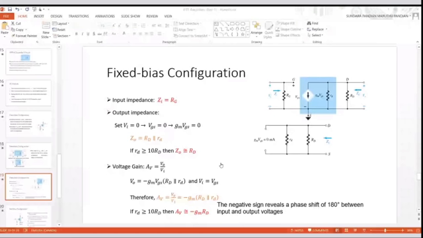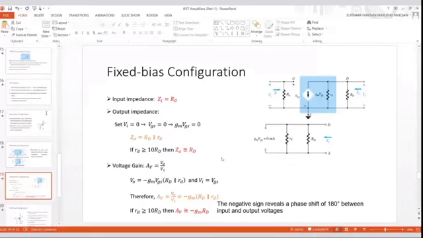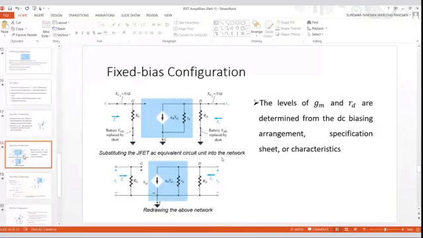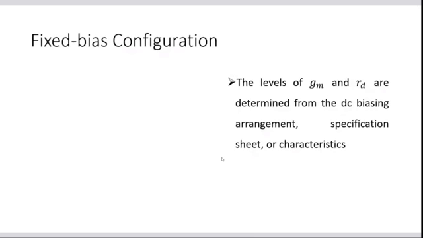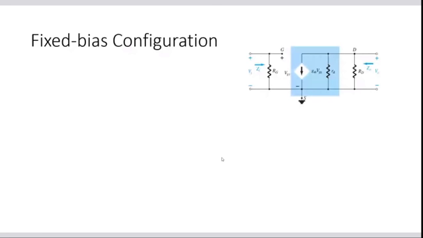Okay. I will move on to the class. Now we are going to derive the input impedance, output impedance, and the voltage gain. Okay, as simple as that. Firstly, the input impedance. We just check the input impedance. You're just looking from here.